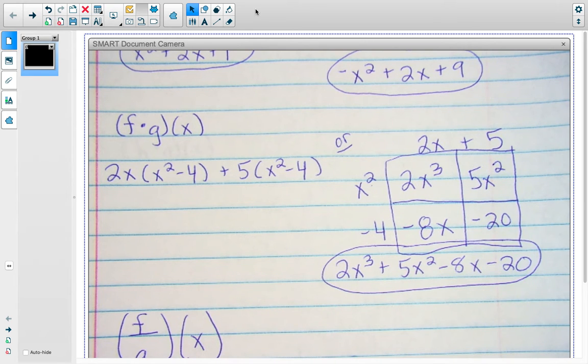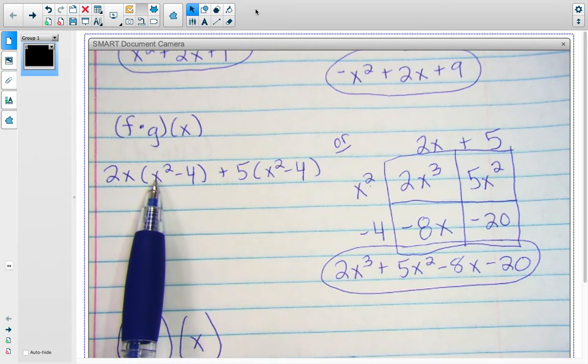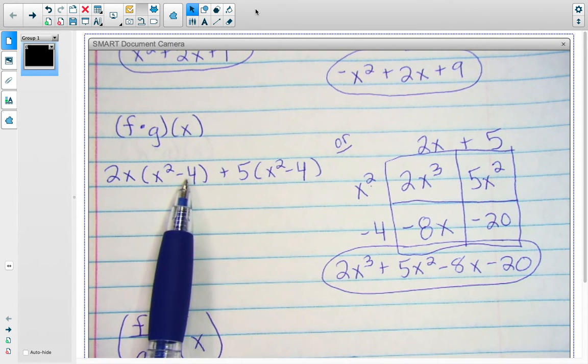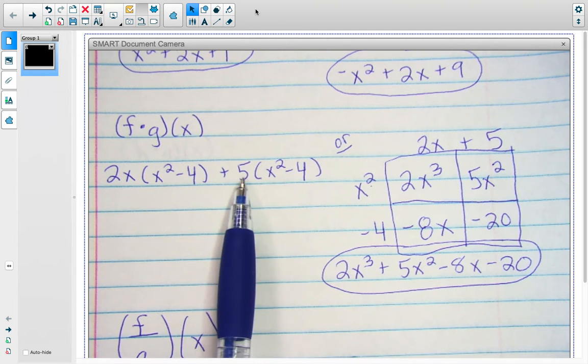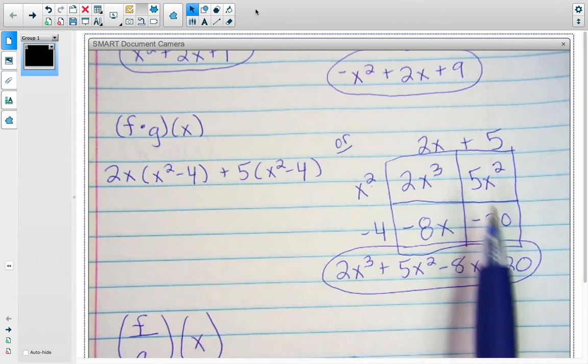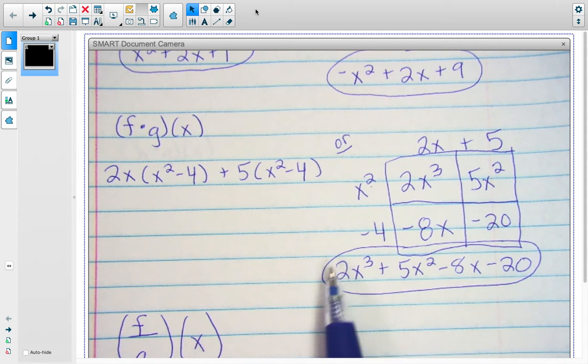Those of you that like to do distributive property, I assure you, you're going to get the exact same answer. 2x times x squared gives us the 2x to the third. 2x times negative 4 gives me negative 8x. 5 times x squared gives you 5x squared. 5 times negative 4 gives me negative 20. Combine like terms, you'll get the exact same answer.